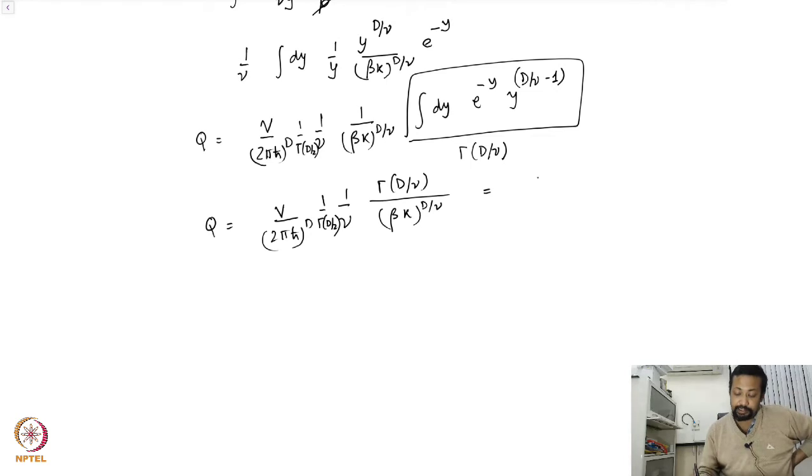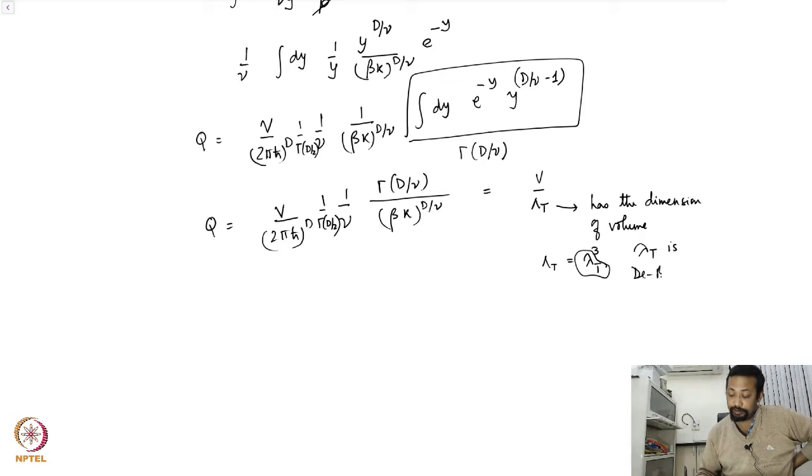Let me write this as V over lambda_T, where lambda_T, you see, has the dimension of volume. So lambda_T I can write in terms of lambda cubed T, and this quantity lambda_T is called the de Broglie wavelength.